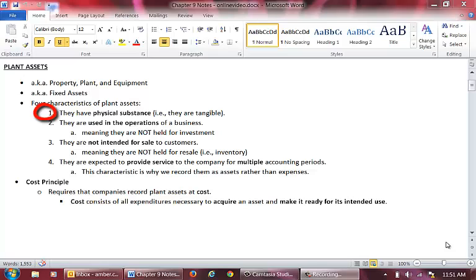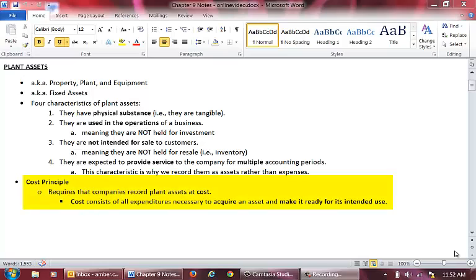First, a plant asset has physical substance, meaning it is touchable or tangible. Second, a plant asset is used in the day-to-day operations of the business, meaning that it is not held for investment. Third, it is not intended for sale to customers, meaning that it is not inventory. Fourth, it is expected to provide service to the company for multiple accounting periods, meaning that it will not be used up in one accounting period. This characteristic is why we record these items as assets rather than expenses.